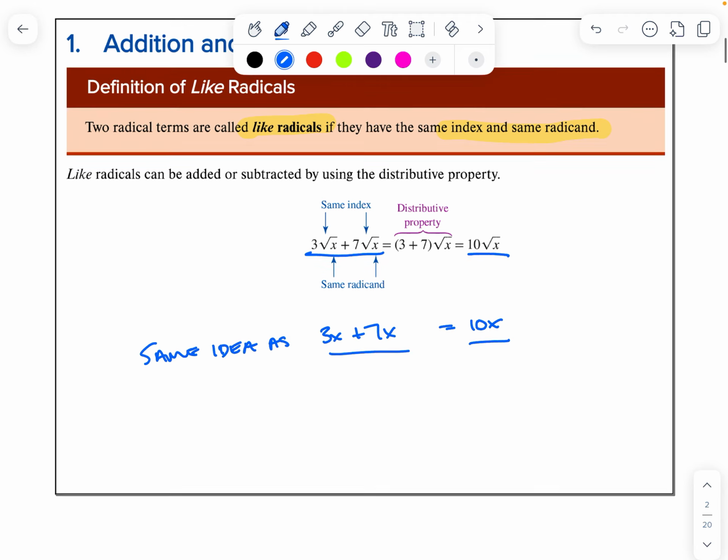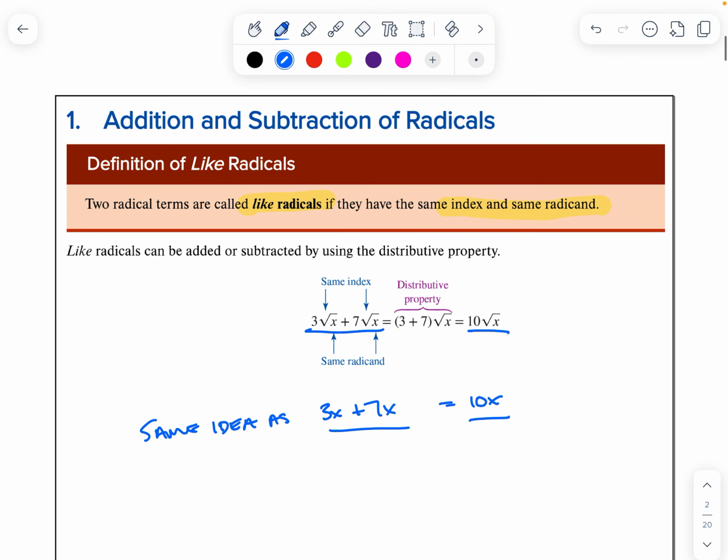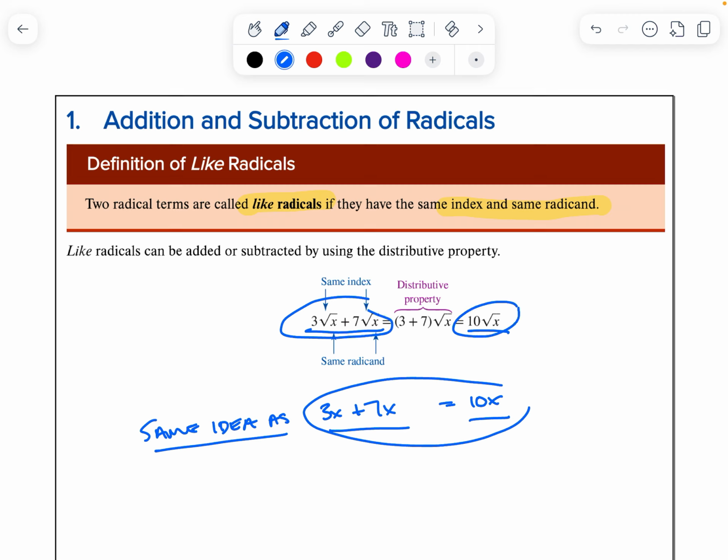Starting with the easiest, when we're adding or subtracting radical expressions, that's things with square roots, you just combine them if they're like terms, right? This is the same idea as if I had 3x plus 7x equals 10x. If I have 3 square root x plus 7 square root x, I have 10 square root x.